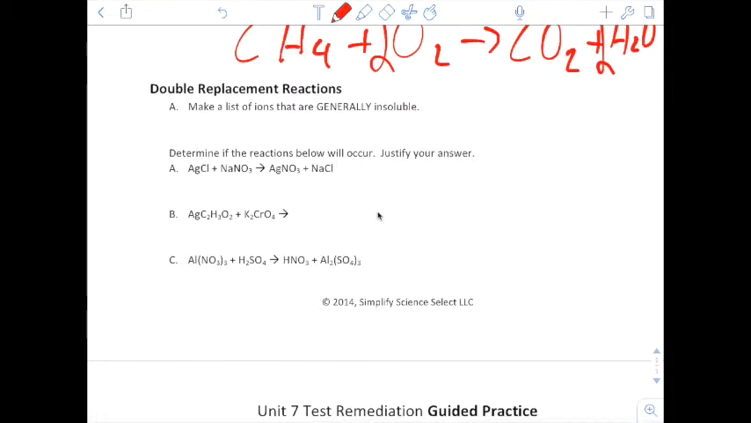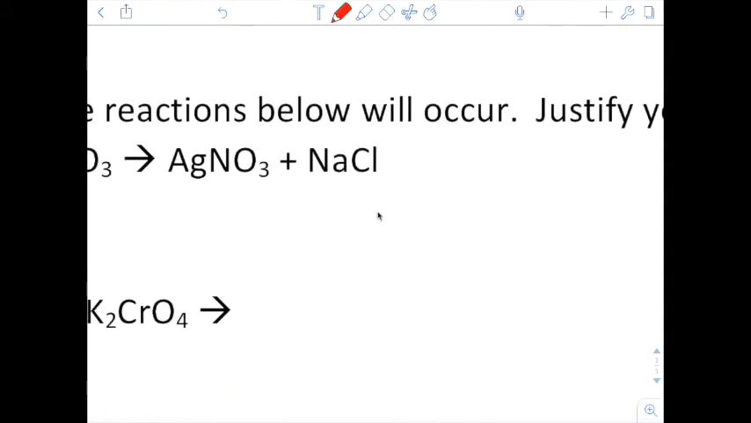That'll be our list. Next, it says determine if the reaction below will occur. Justify your answer. Now, in a general double replacement reaction, the reaction only occurs if there is an insoluble product, so something that's a solid as a product. So basically, we have to look and see if there's a solid in the product. So we look and see, is silver nitrate soluble? Well, we know that anything bonded to a nitrate is soluble. So this is going to be aqueous. Okay, so that doesn't count as a solid.